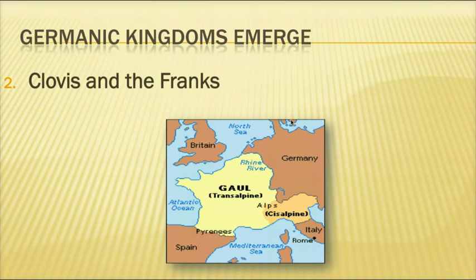Now, what we're going to actually look at in our story today is the three C's. We're going to look at three individuals that come out of the group called the Franks, all that start with the name C. We're going to start with Clovis, we're going to move on to Charles Martel, and then we're ultimately going to finish with Charlemagne.